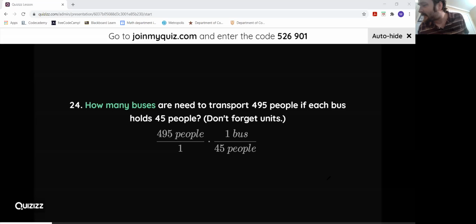Can you talk a little bit louder? The people would cancel out. Yeah, you can simplify out people up here with people down here, and then look right here, we're left with buses on top. So we want the units to be on top, is another thing. If they're on the bottom, we might have to flip some numbers. It's not a big deal, but we could do it. And so this should give us something with buses in it.